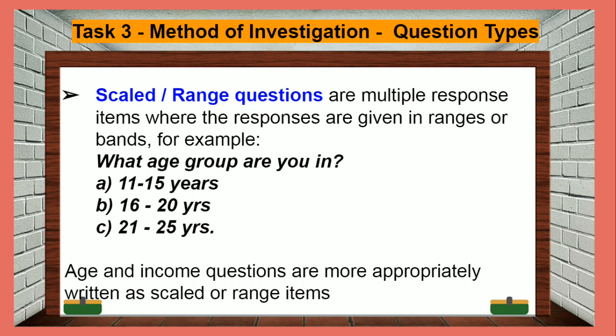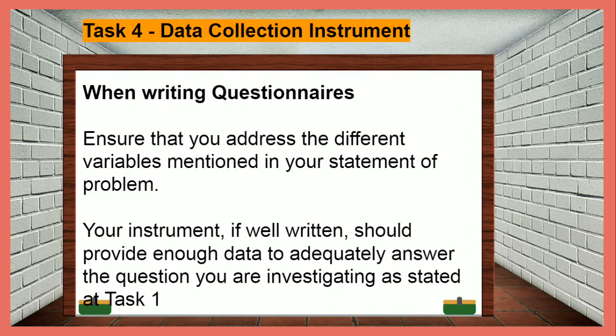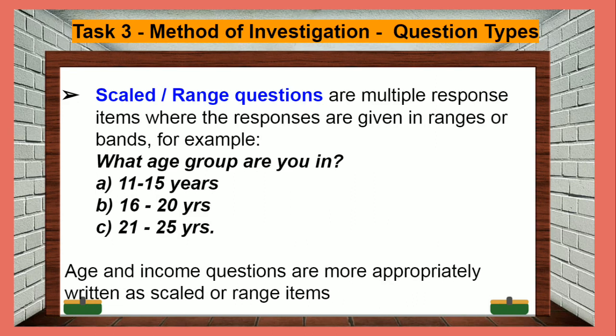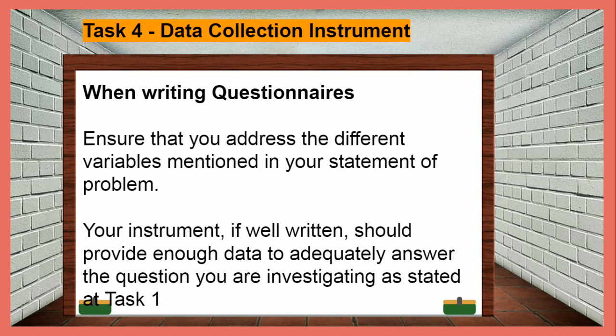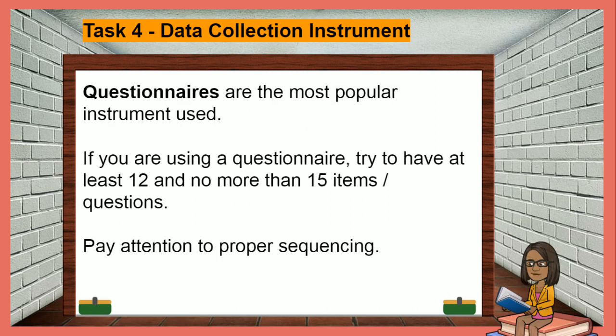For instance, instead of asking how old are you, it is more appropriate to use a scaled item question and ask instead, what age group are you in? In that case, you would provide responses in a band, for example, 10 to 15, 16 to 20, 21 to 25, etc. Bear in mind also that it is always more appropriate to use scaled or range items for your age and income questions. And this brings us to task 4, the data collection instrument.